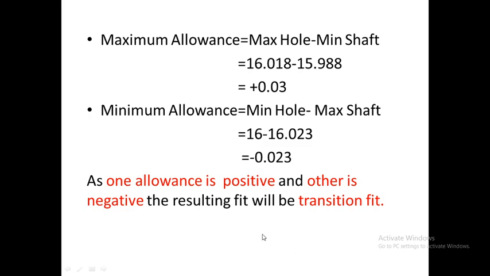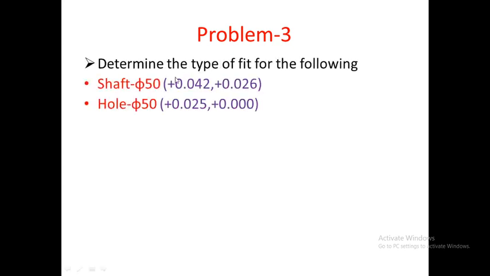Now we will proceed with problem number 3. The question is: the shaft and the hole have a basic size of 50 mm. The upper deviation for the shaft is given as plus 0.042, whereas the lower deviation is plus 0.026. The upper deviation for the hole is plus 0.025 and the lower deviation is plus 0.0. Here both the shaft and the hole have a basic size of 50 mm. Now we will determine the type of fit.